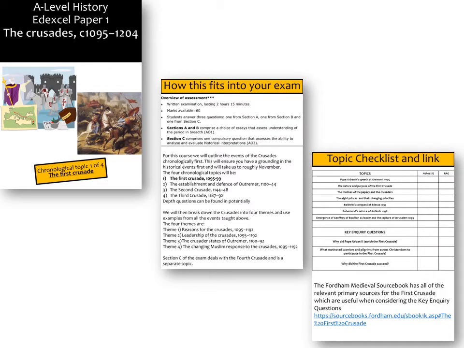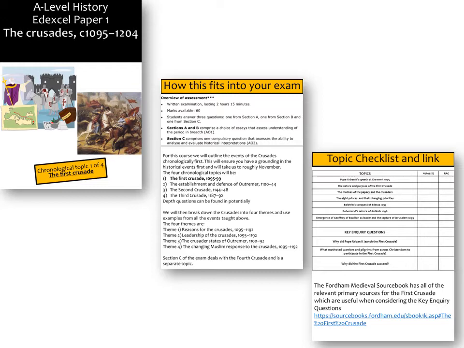I've given you a booklet as well, which is just 3 pages long, just so that you can use these as dividers for your new folders. And I would suggest getting a new folder now. Don't want to use the same one as the Anglo-Norman and Anglo-Saxon topic.